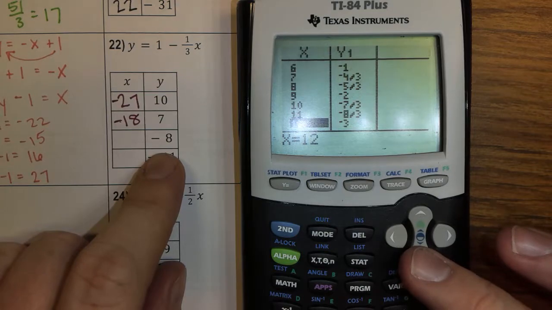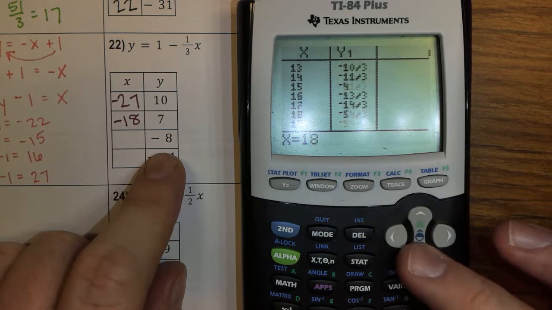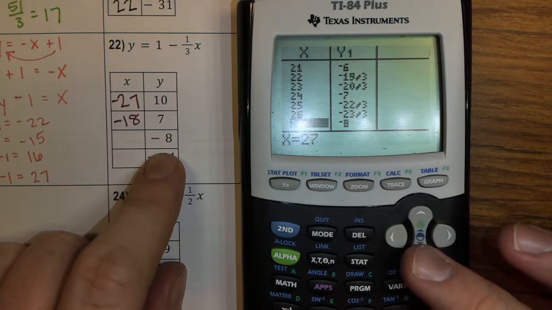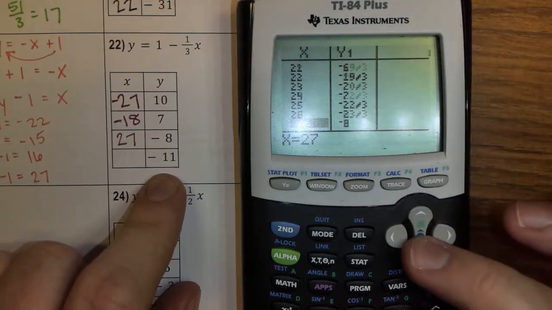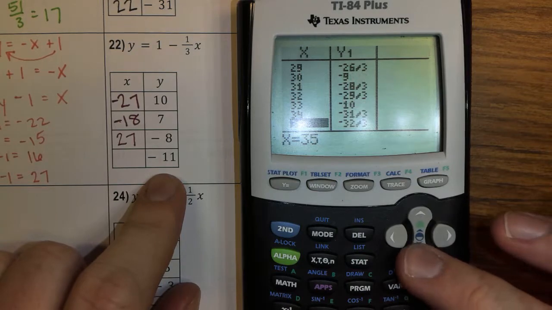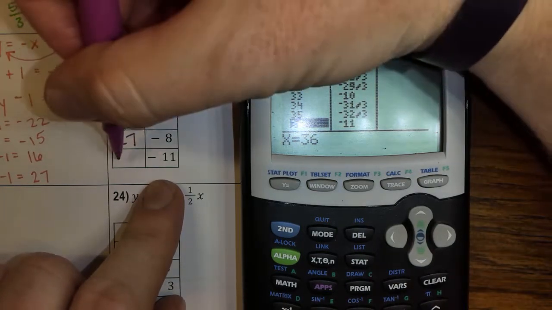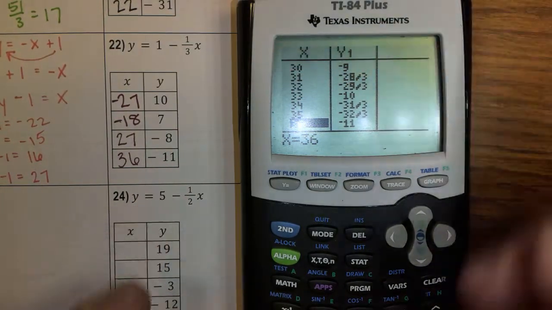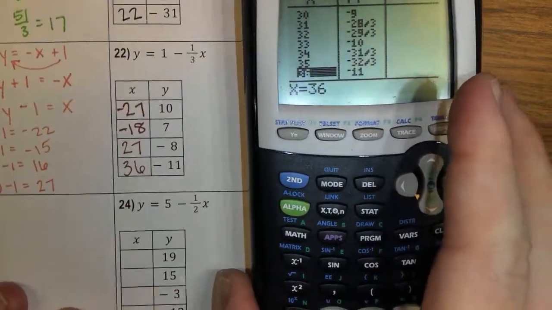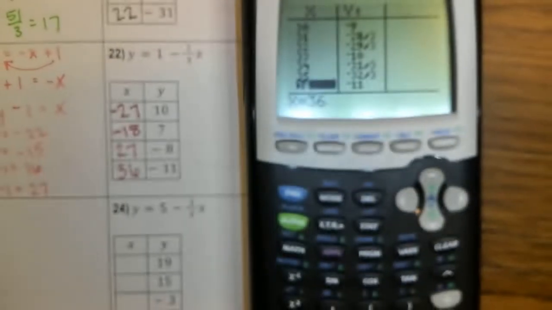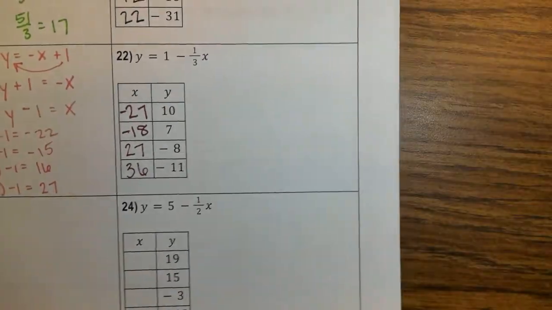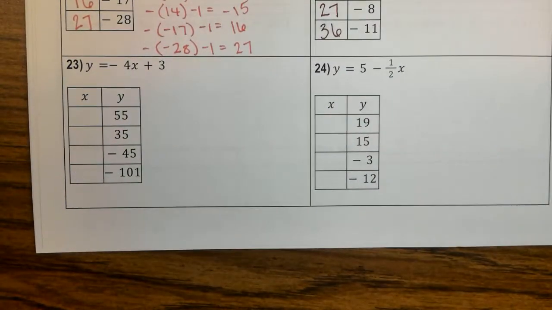I'm looking on the right. 3, 4, 5, 6, 7. Negative 8 is 27. And negative 11 is 36. So it doesn't take, oh wow, there's a glare. It doesn't take too long sometimes. The more you practice these, the faster you get, even if you do them all on the calculator like that.